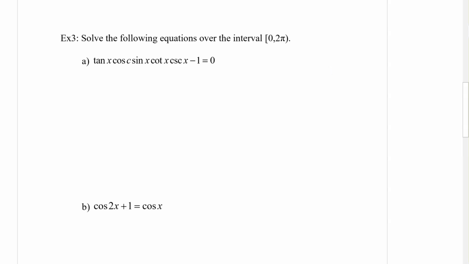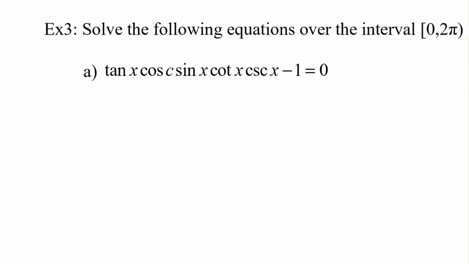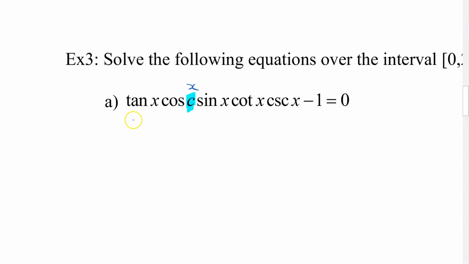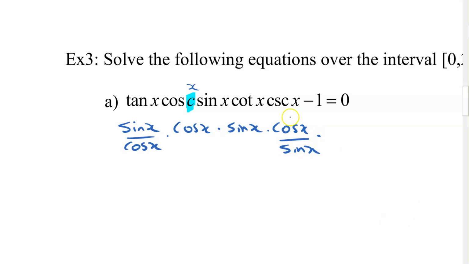Taking a look at example number 3, there's a little bit of a typo here. I think this C here should be an X, just to be consistent with everything else. So it looks really complicated, but I don't think it's that hard. In each case, tan is the same thing as the sine of x over the cos of x, times the cos of x times the sine of x. Cotan is equal to the cos of x over the sine of x. And cosecant is equal to 1 over the sine of x, minus 1 equals 0.